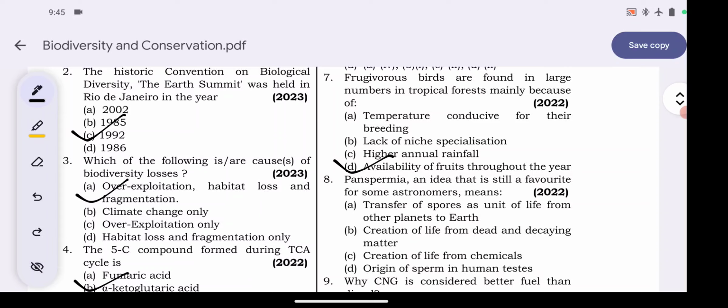Explanation. Frugivorous birds are fruit-eating birds found in large number in tropical forest mainly because of availability of fruit throughout the year. Okay. Question number 8.